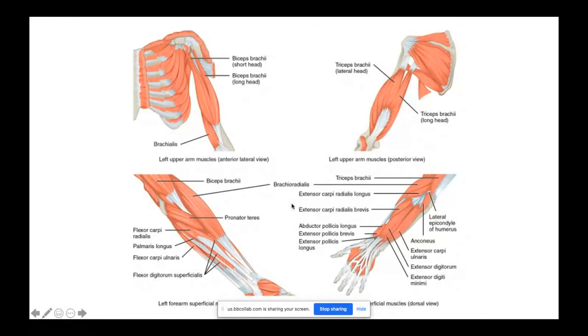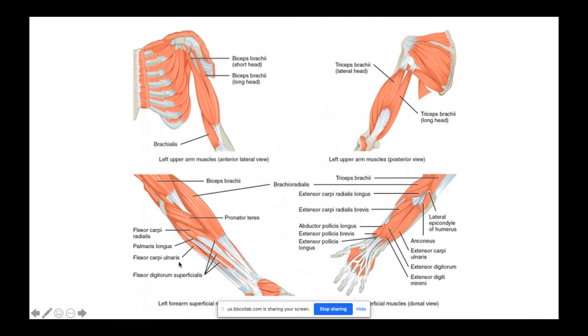So this is a biggie here, the brachioradialis. You heard me mention this muscle earlier today. Brachio, because it originates on the brachium, the shaft of the humerus, and radialis, because it inserts on the styloid process of the radius, brachioradialis. Pronator teres, it's going to pronate the forearm, right? Its action is to pronate.